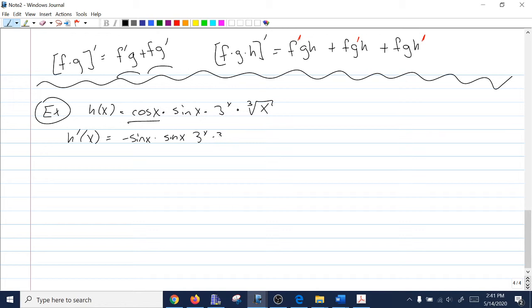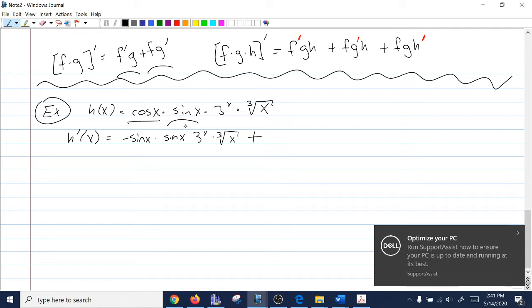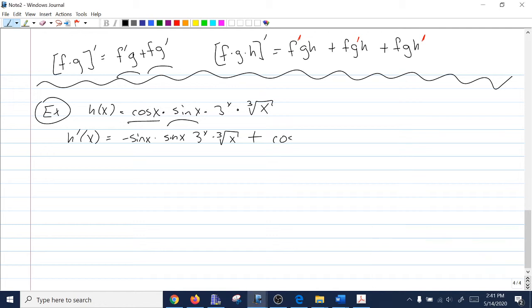3 to the x, cube root x, plus, now I'm going to do the second one. So cosine x is left alone, derivative of sine x is negative cosine x, leave 3 to the x alone, leave cube root of x alone. I'll write it as x to the 1/3, so I have something to stare at when I'm taking its derivative. Plus, leave the first one alone, leave the second one alone. Derivative of the third is ln 3 times 3 to the x, leave the fourth one alone.